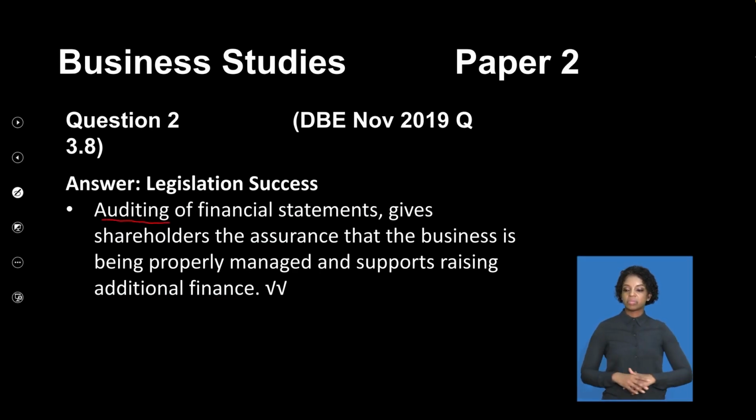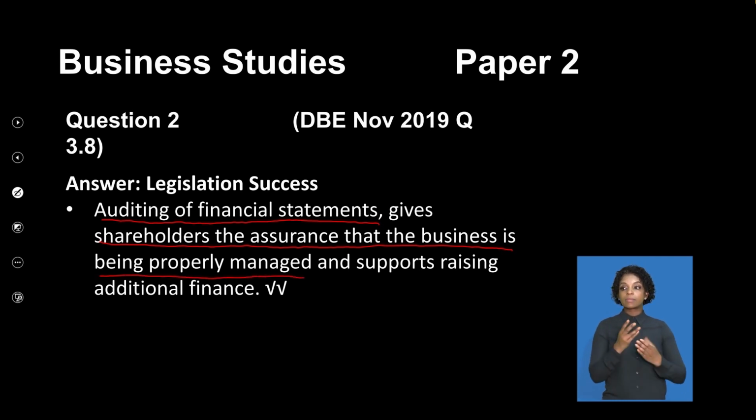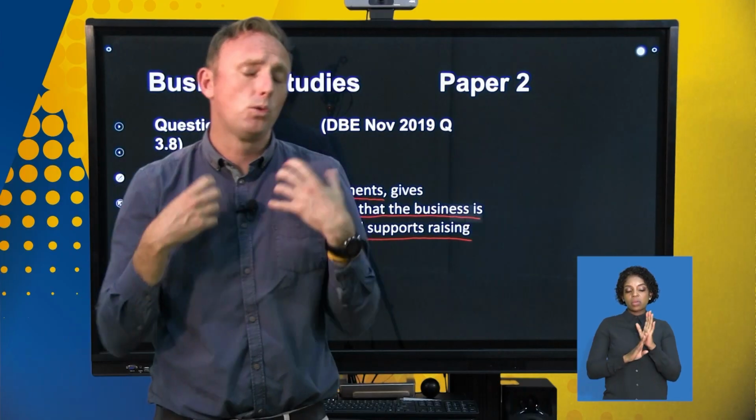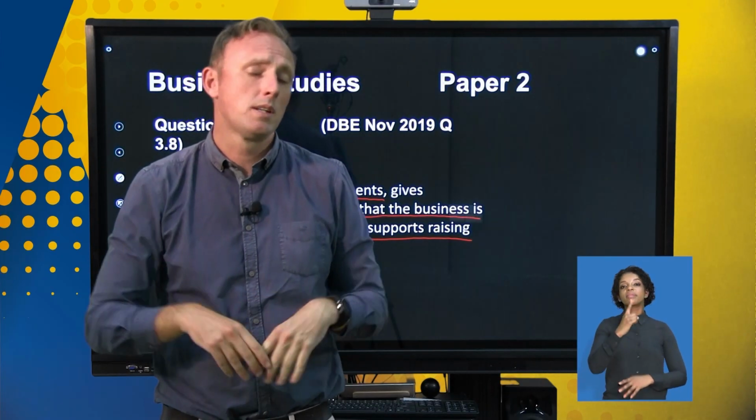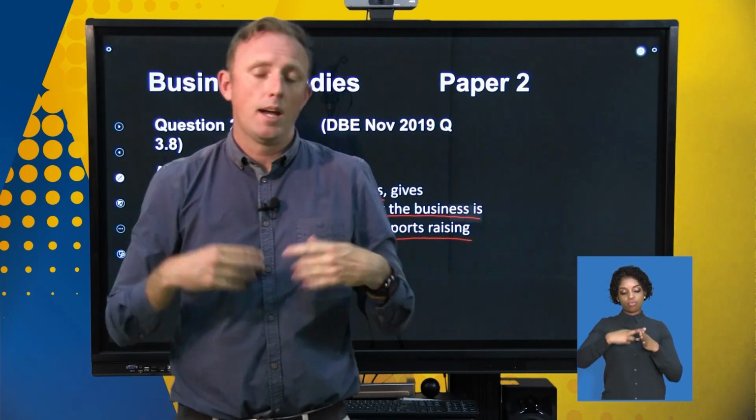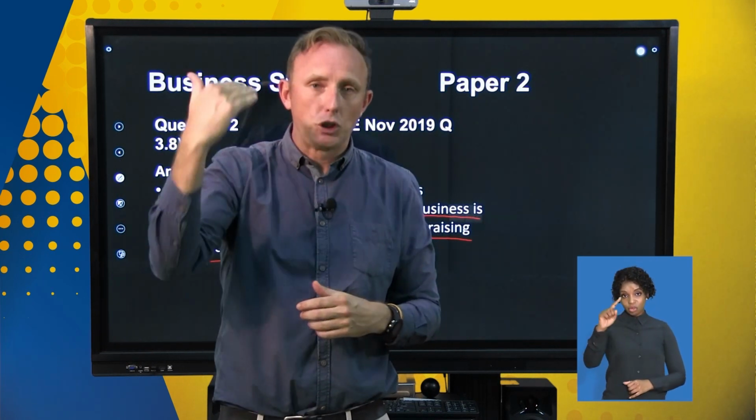If you look there, also with legislation, we have to audit our financial statements, and this gives shareholders assurance that the business is being properly managed and supports raising additional finance. Right, so every year, a public company has to release its audited financial results. They have to publish it in various media forms, newspapers. They also have to go out for press releases. So now people will know that, right, these results have been audited, they are true, and I can make an informed decision on whether or not to invest in this business or how successful this business is going to be in the future.